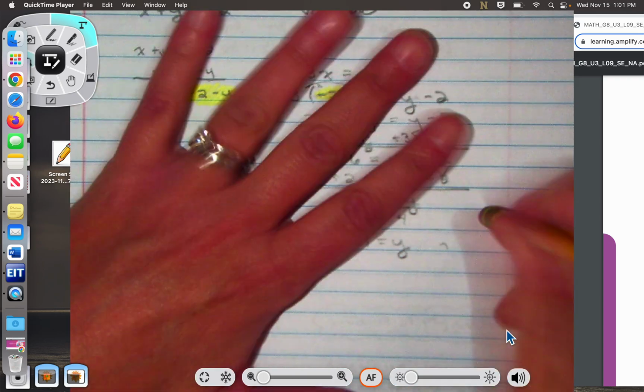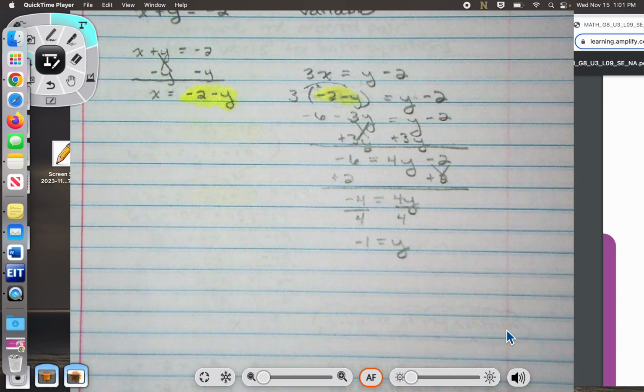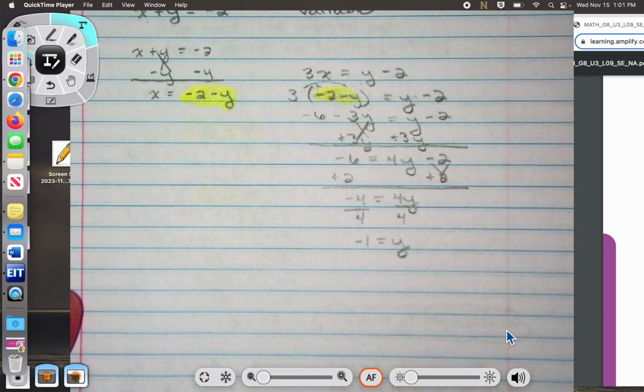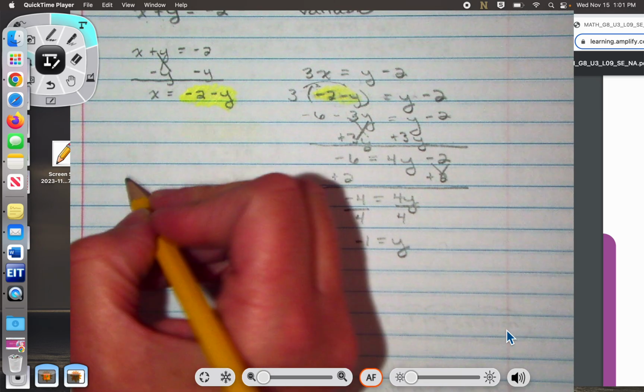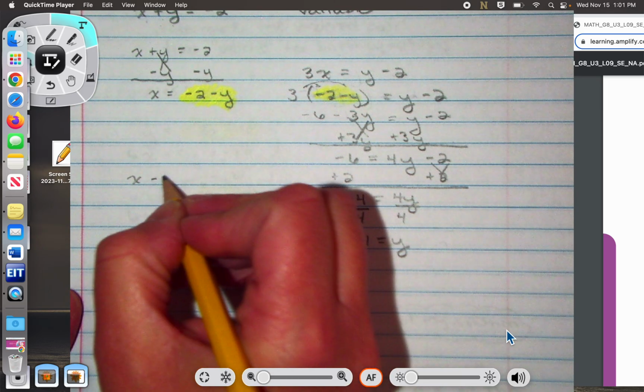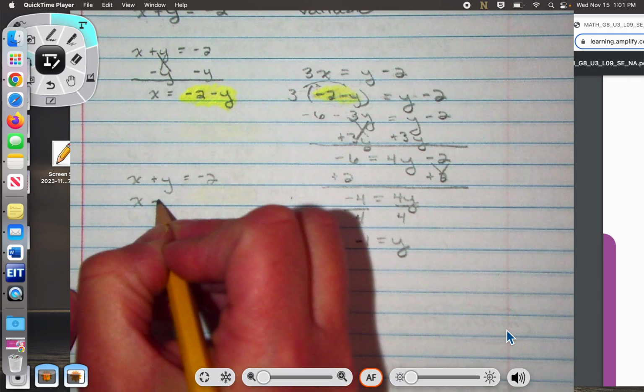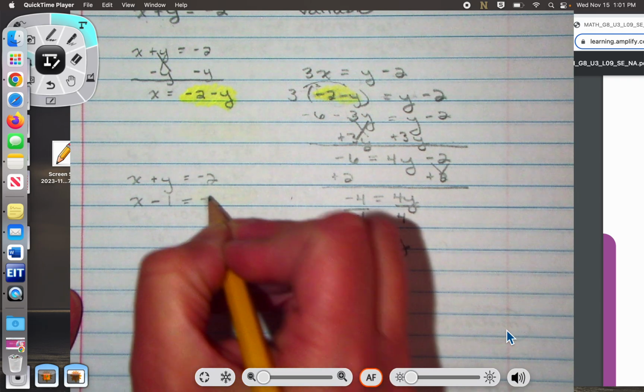So I have my y value. And then I'm going to take that y value and choose an equation to put it into. So I'm going to do x minus or plus y equals -2. This turns into x minus 1 equals -2.